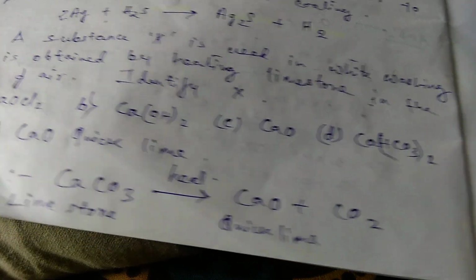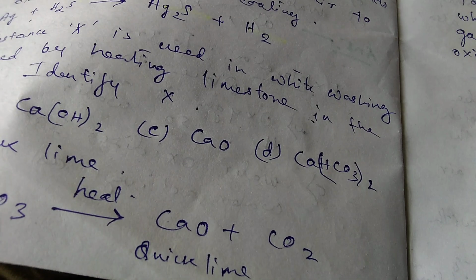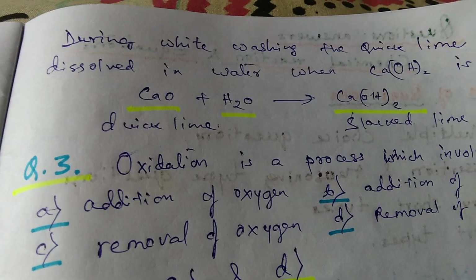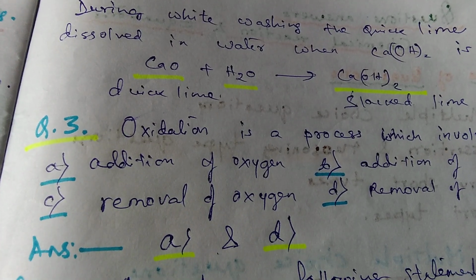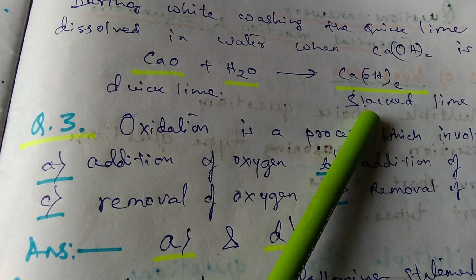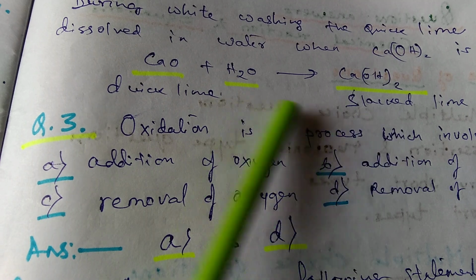How is this calcium oxide used during whitewashing? Calcium oxide is dissolved in water. Okay, during whitewashing, on dissolving in water, calcium oxide reacts with water to form calcium hydroxide, which is known as slaked lime. This is actually used during whitewashing.